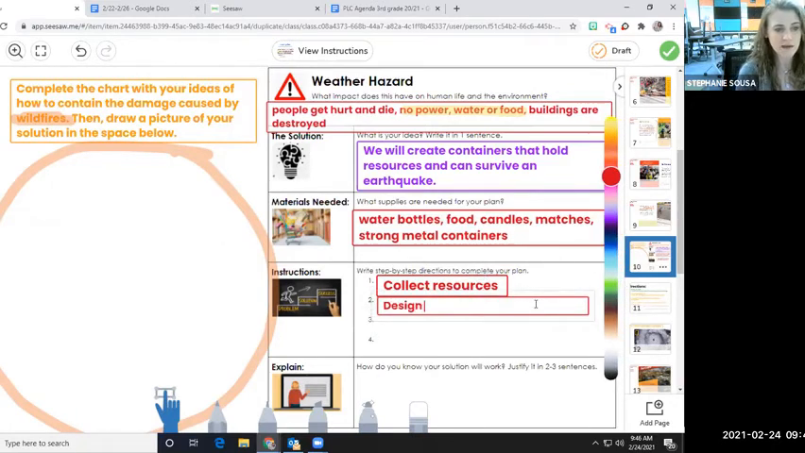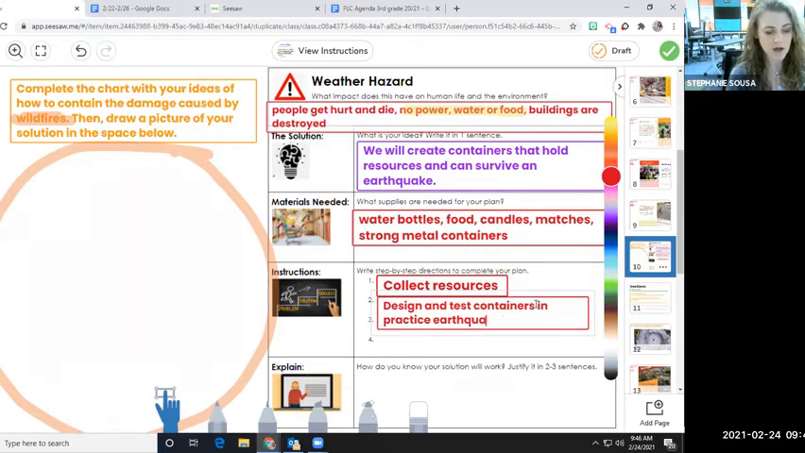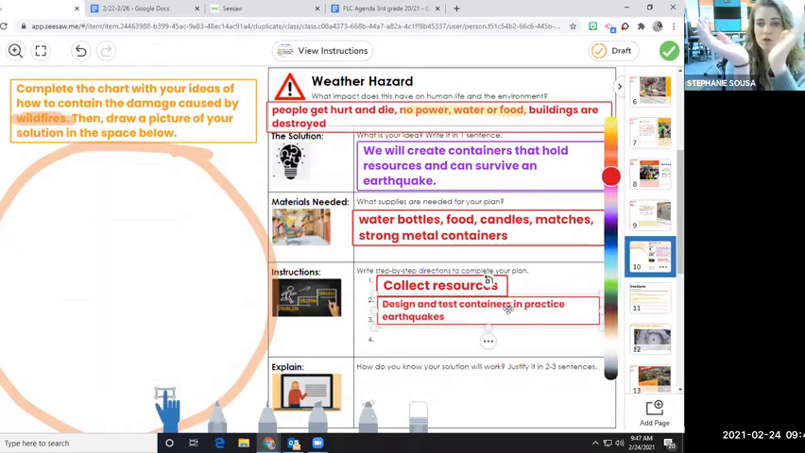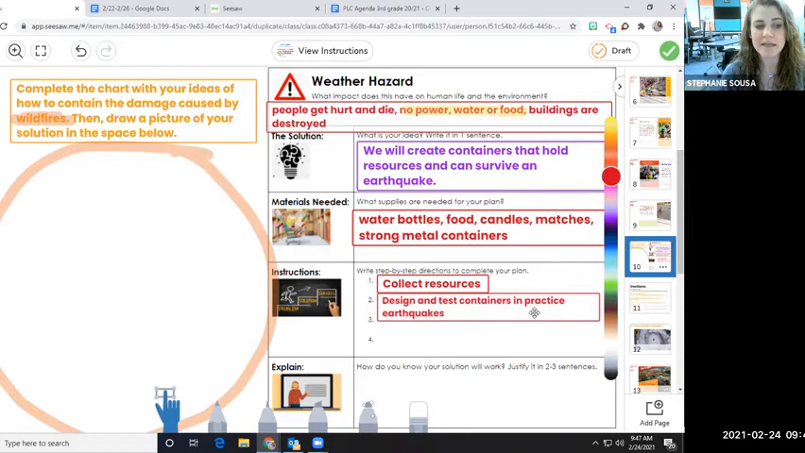We need to design and test containers in practice earthquakes. Okay, you guys saw a practice earthquake in that video when it had that building that was on a shake table. You saw the building shaking. It's called a shake table. A shake table practices earthquakes, so you can see if your design is going to survive. Okay, so we need to design and test containers in practice earthquakes. That way we know when the real earthquake comes, if it was a good idea or not.